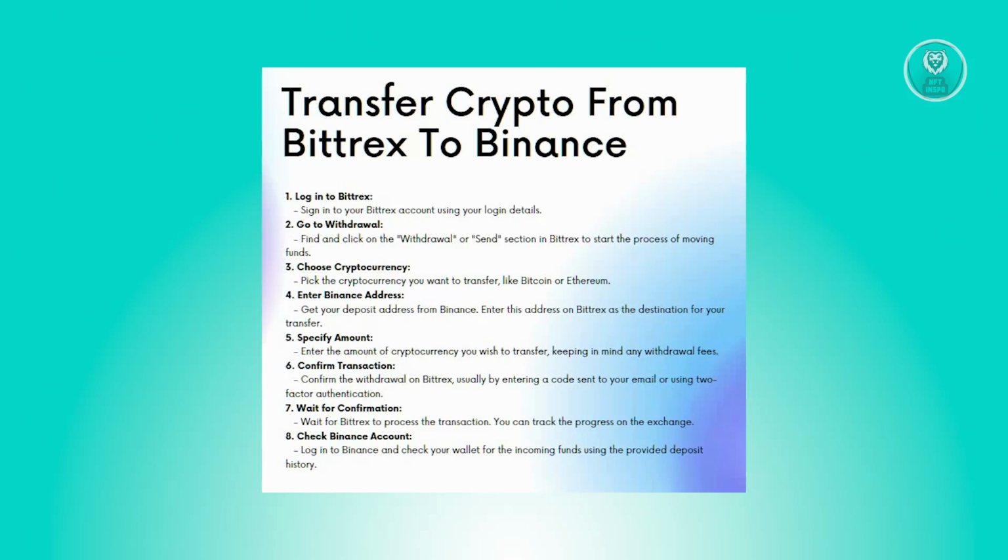Now from there, confirm transaction. Confirm the withdrawal on Bittrex, typically by entering a code sent to your email or using two-factor authentication. Now from there, await confirmation. Be patient as Bittrex processes the transaction. Track the progress on the exchange, and from there, check your Binance account. Log in to Binance and view your wallet to confirm the receipt of funds, utilizing the provided deposit history.